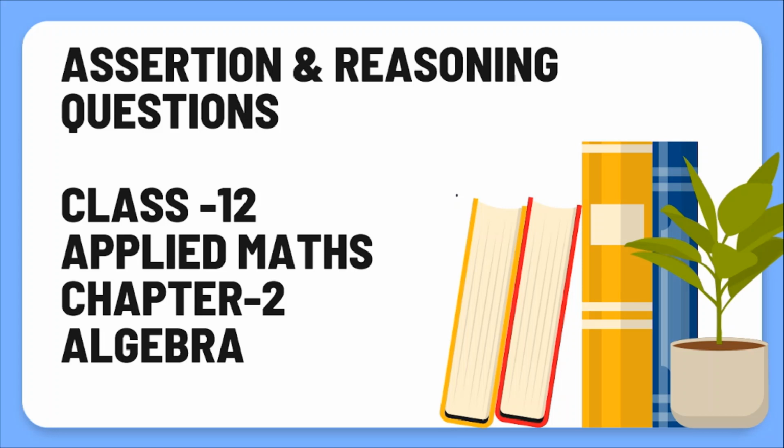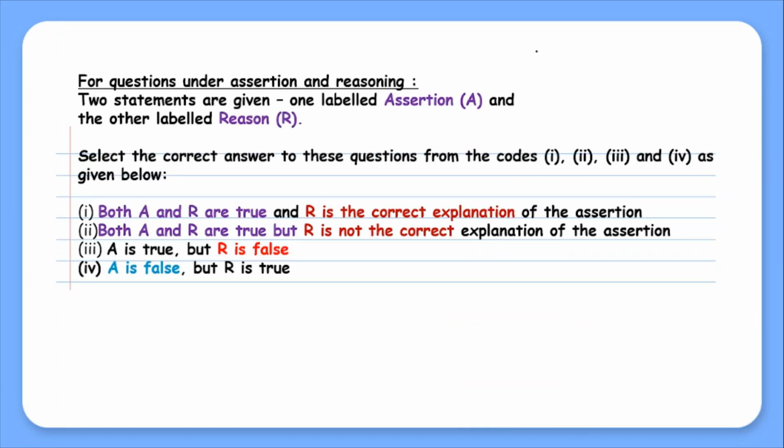Hello children, this is class 12 Applied Mathematics, Chapter 2 Algebra, Assertion and Reasoning Questions. We are aware that in your Applied Maths question paper, the first 20 MCQs will be available in Section A. In that, question numbers 19 and 20 will be the Assertion and Reasoning questions.